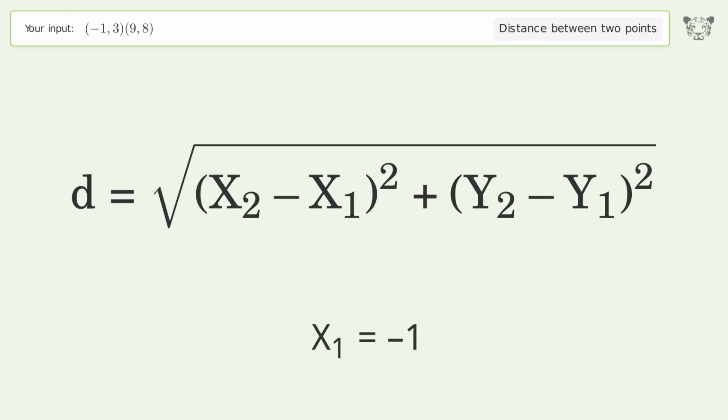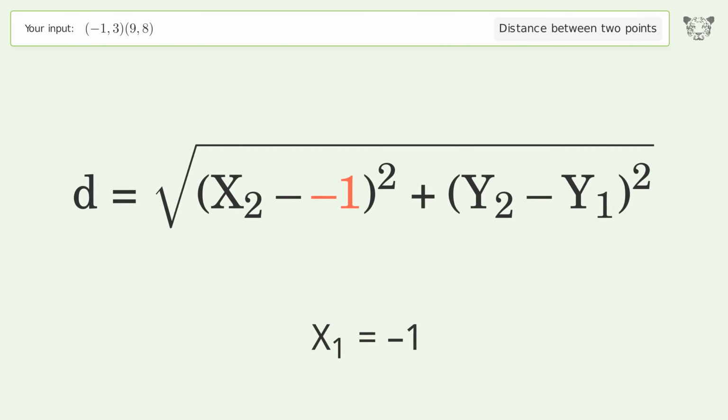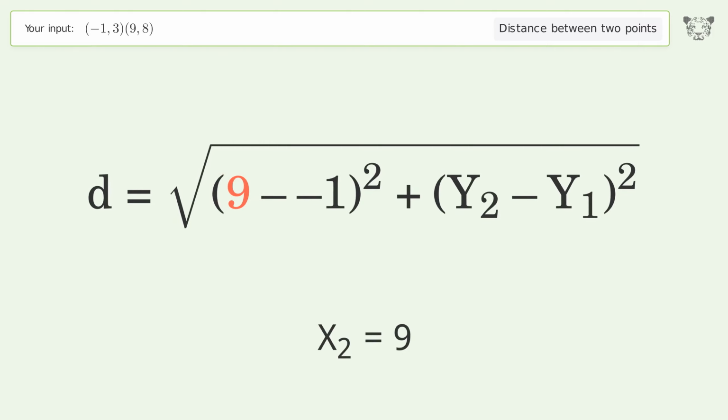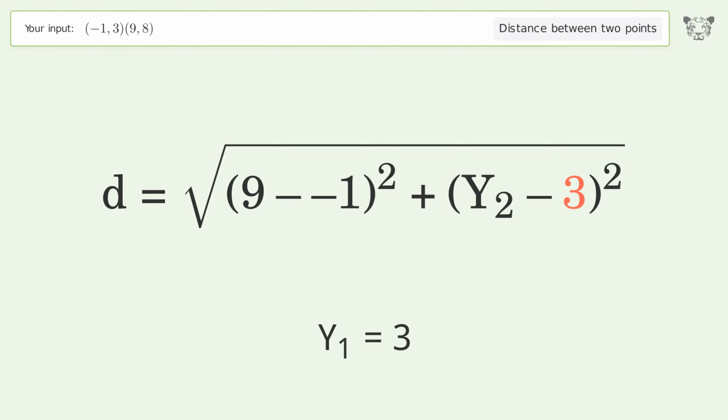x1 equals -1. x2 equals 9. y1 equals 3. y2 equals 8.